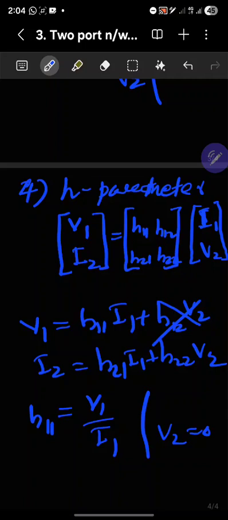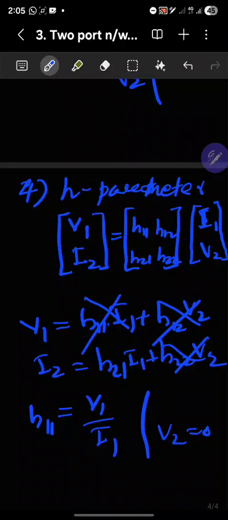What will be H21? To get H21, this term should be 0, so V2 should be 0, and H21 is I2 by I1. Then what is H12? To find H12, I1 should be 0. If this term is 0, then H12 will become V1 by V2, provided I1 is equal to 0. Similarly, we can find all the terms.